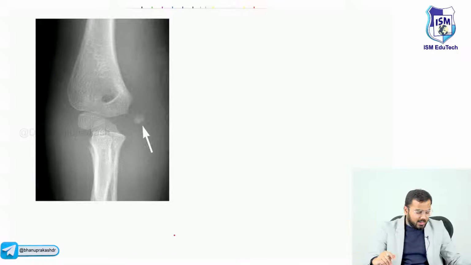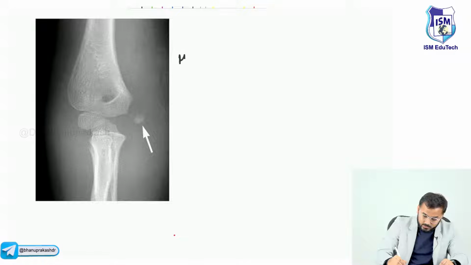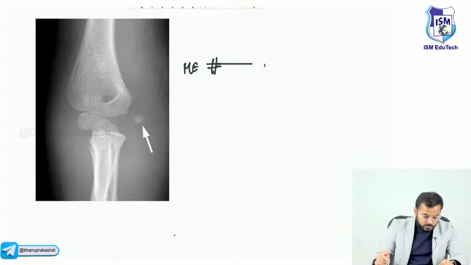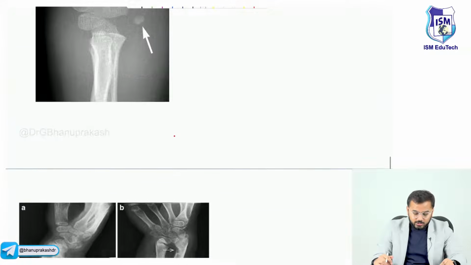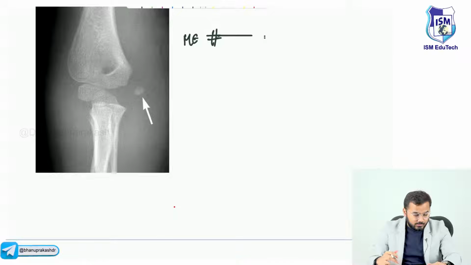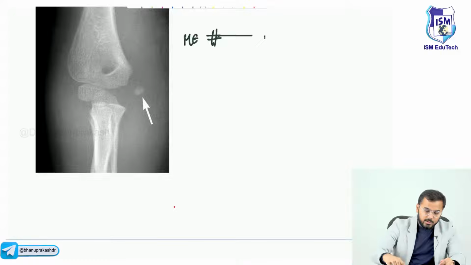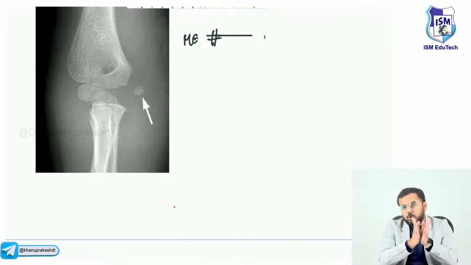Very good. Where is lateral? Not lateral. This is also medial only. This is also a medial epicondylar fracture. Very good. So guys, all of you understood all the fractures which I'm telling over here. All of you are understanding, right? Very good. Now there is one more thing.